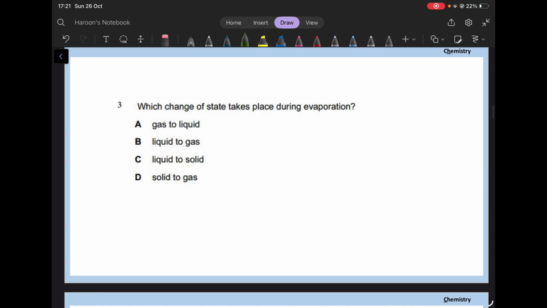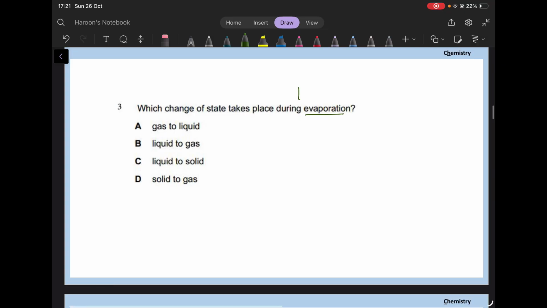Which change in state takes place during evaporation? Once again, liquid to a gaseous state. This is what we are looking for, and liquid to a gaseous state, B is the answer.